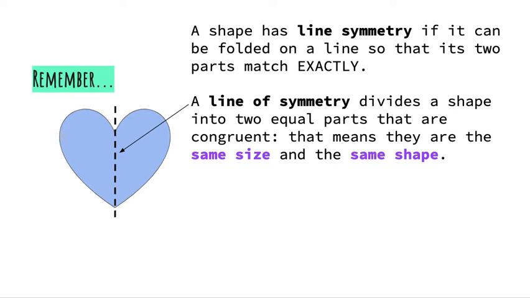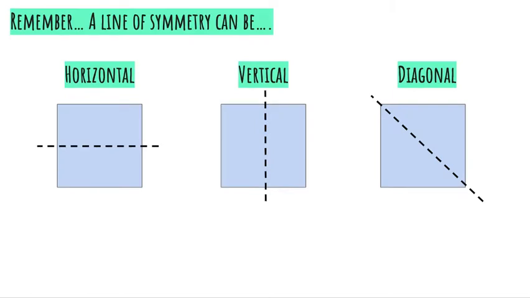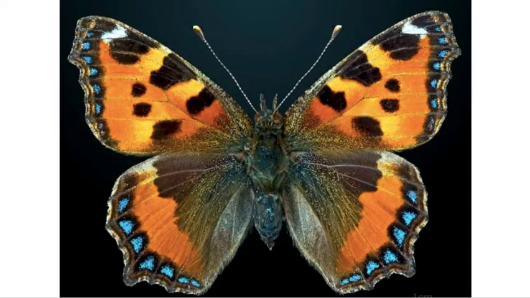Remember, a shape has line symmetry if it can be folded on a line so that its two parts match exactly. And that line of symmetry divides a shape into two equal parts that are congruent. Congruent means that they're the same size and the same shape. And remember, a line of symmetry could be horizontal, it could be vertical, or it could be diagonal. So let's look again and see if we can find those lines of symmetry.